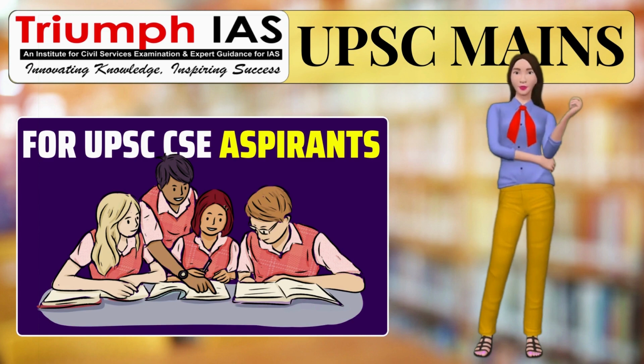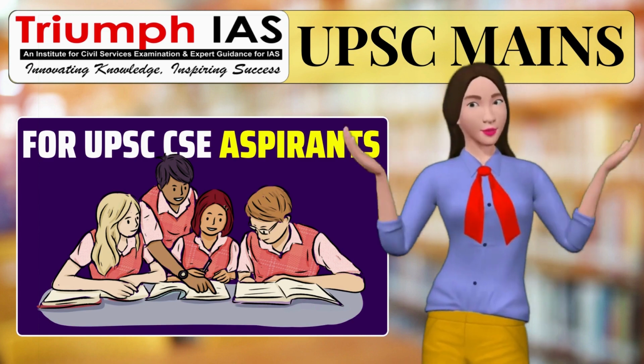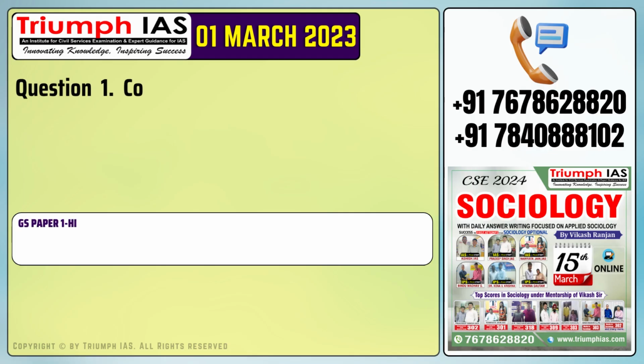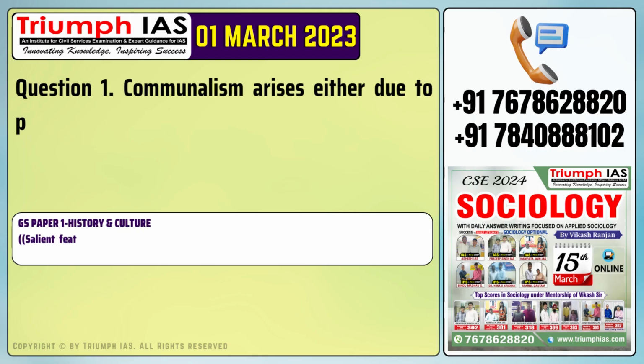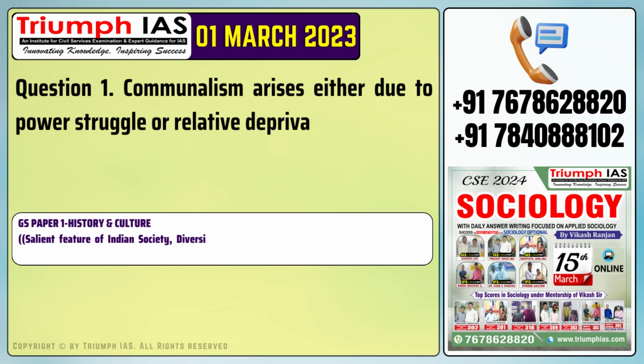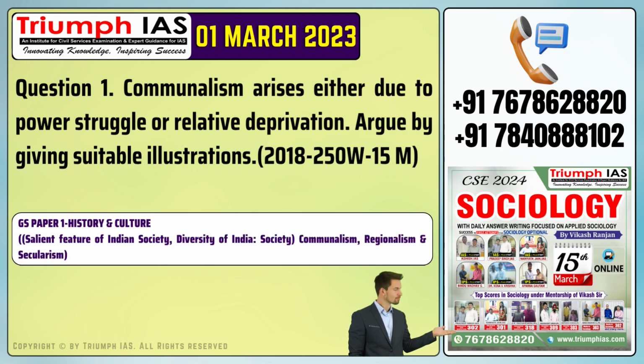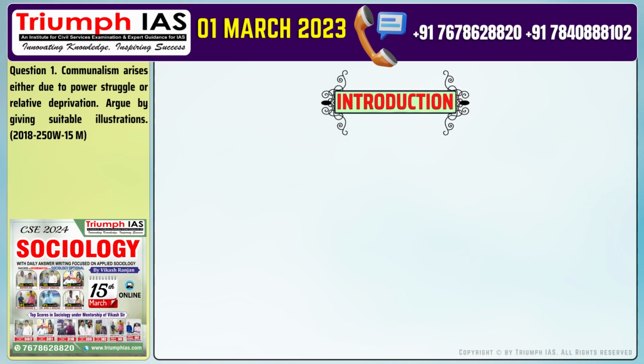In this video discussion, we will discuss UPSC CSE mains previous 25-year questions. Question number 1. Communalism arises either due to power struggle or relative deprivation. Argue by giving suitable illustrations. Let's start with the introduction of the answer.